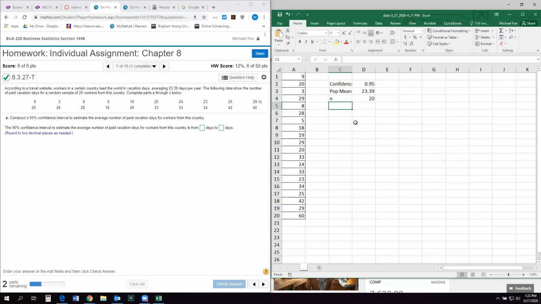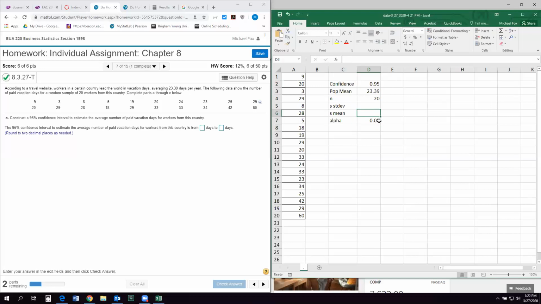So we're going to need our sample standard deviation. We're going to need our sample mean, which is X bar, right? And we're going to need our alpha. So these are all things we're going to need to be able to figure this out. Alpha is just 1 minus the confidence level.